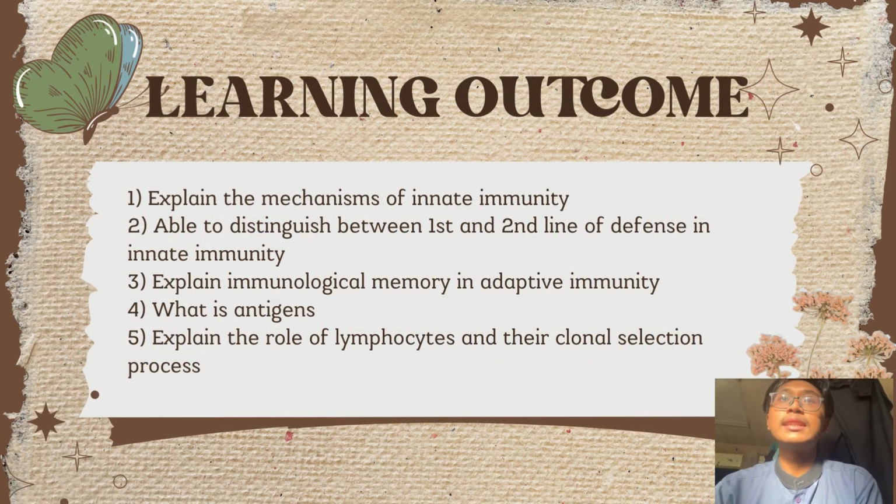Okay, first we will start with the learning outcomes. In this video presentation, we will explain the mechanism of innate immunity. Second, we will be able to distinguish between the first and second line of defense in innate immunity. Third, we will explain immunological memory in adaptive immunity. Fourth, we will talk about antigens. And the last one is, we will explain the role of lymphocytes and their clonal selection process.